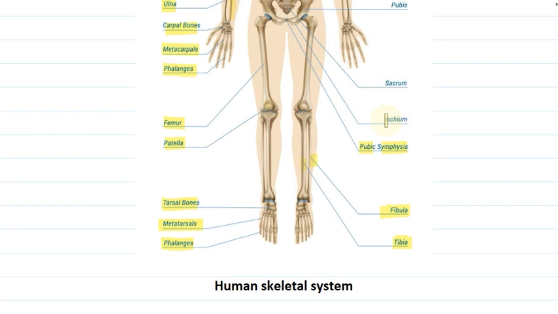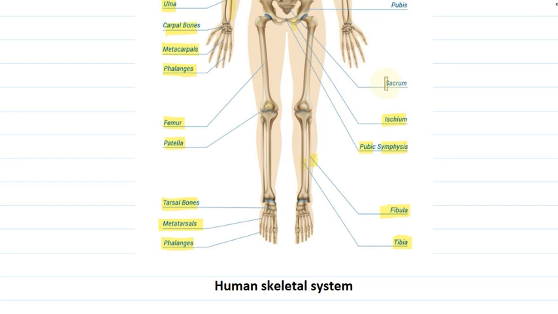Then let's talk about the ischium. What is it? This is the ischium. It forms the lower and back part of the hip bone, and it is present behind the pubis. This is the pubis, and the ischium is present behind it.